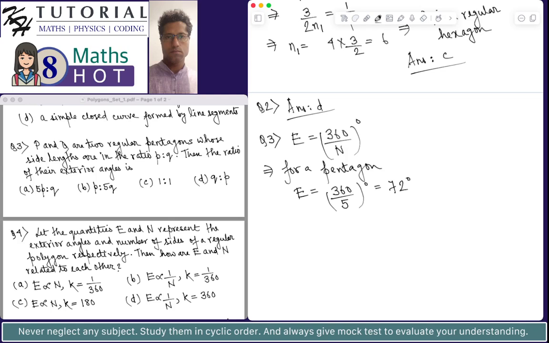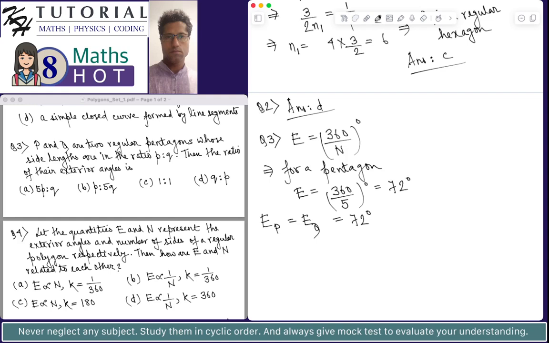It is always dependent on the number of sides of the regular polygon. So clearly, if I consider EP to be the exterior angle of the regular pentagon P, and EQ to be the exterior angle of the regular pentagon Q, obviously both EP and EQ will be equal, and they will be equal to 72 degrees, because 72 degrees is the exterior angle for a regular pentagon.